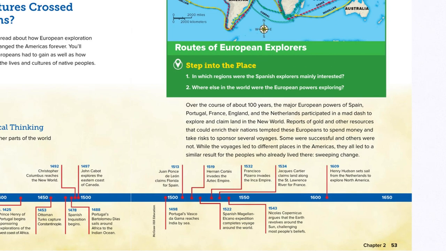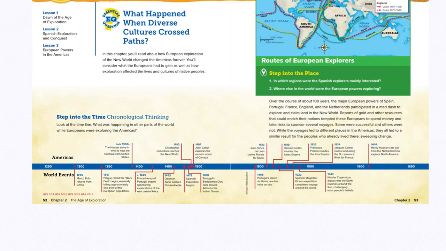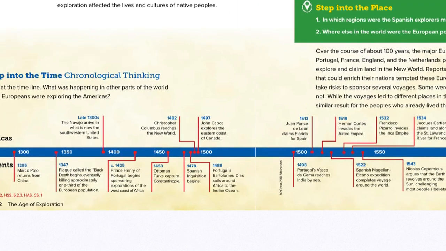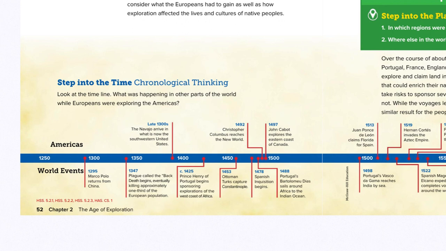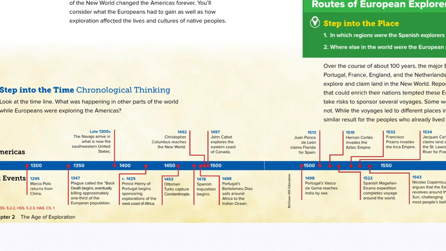Now, at the bottom here, you can see we do have a timeline covering significant explorers and when they were there. And it says, look at the timeline. What was happening in other parts of the world while Europeans were exploring the Americas? And here we go back into the 1300s. We have Marco Polo. He returns from China. And the plague called the Black Death begins, eventually killing approximately 1/3 of the European population. That's in 1350. While that's going on in the late 1300s, the Navajo arrive in what is now southwestern United States. Interesting. So at that same time frame as the plague is going on, the Navajos were settling in the southwestern U.S.